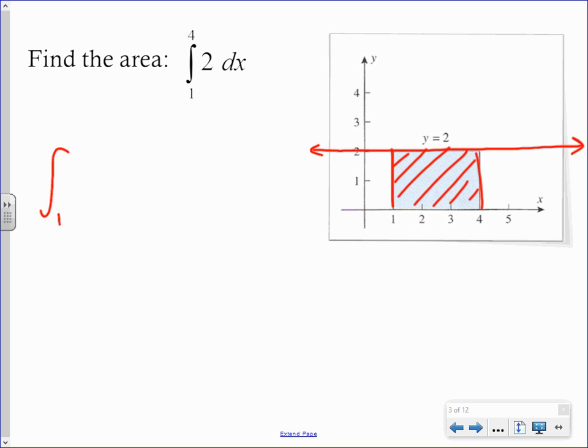So 4 times 2, is that what it is? Really? Oh, wait, no. 3. 3 times 2. So the area under the curve, y equals 2, from 1 to 4, is 6. Done. Seems too easy.